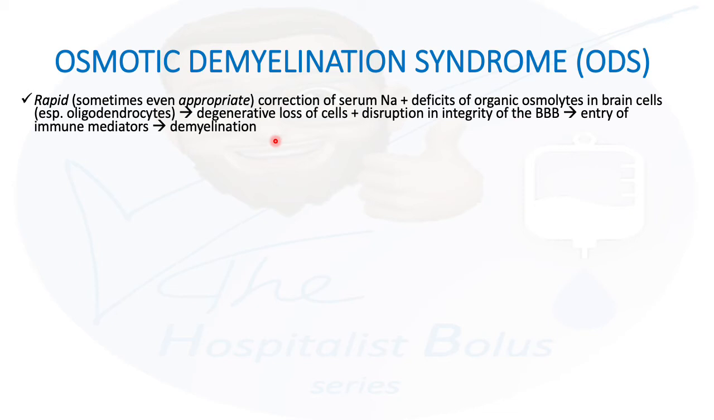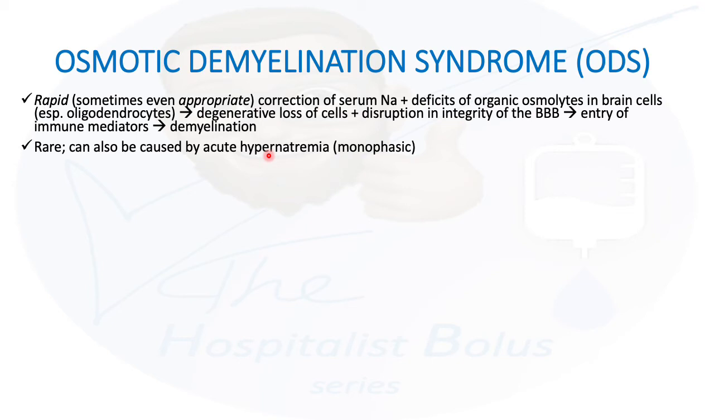So this is, again, kind of a theoretical pathophysiology about the ODS, although the exact mechanism is not well understood. But demyelination could be the main player in this pathophysiology. So again, it's rare, it's not very common, but it's serious. And as you can tell, this syndrome ODS can also occur in patients with acute hyponatremia, right?